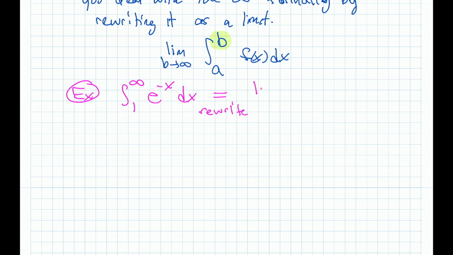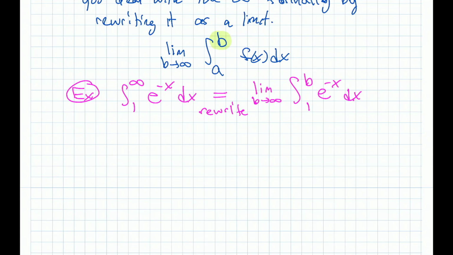So you'd have a limit as b goes to infinity of the integral from 1 to b of e to the negative x dx. By the way, I used a b there for the top limit. If I'm replacing a top limit, I'll usually use b for the variable, and if I'm doing a bottom limit, I'll usually use an a. That's just easiest for my brain to keep track of, right? B's are top limits, A's are bottom limits. It doesn't technically matter what letter you use.